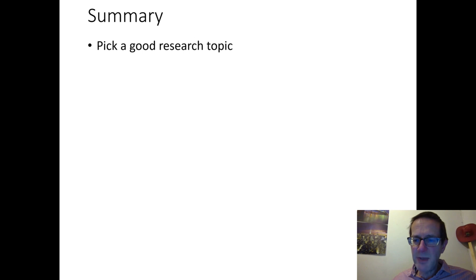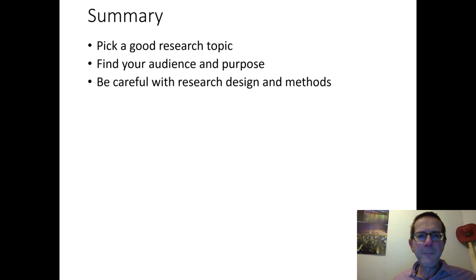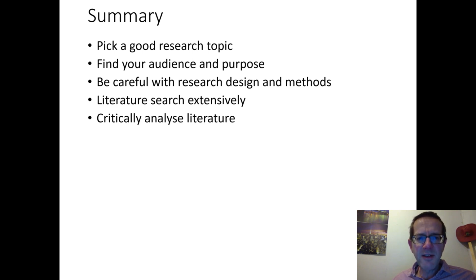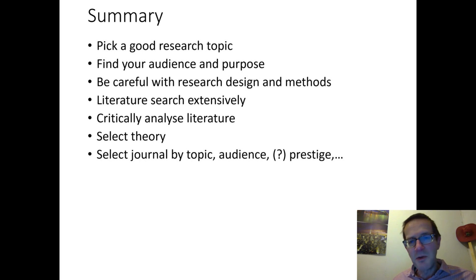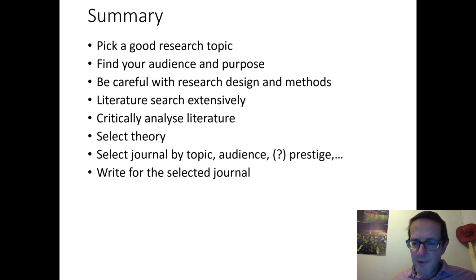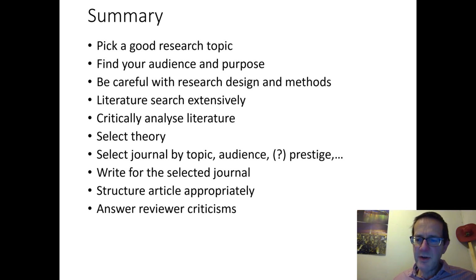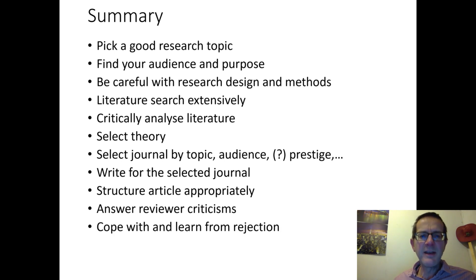So in summary, we've looked at picking a good topic, finding audience and purpose, being careful with the research design and methods, extensive literature search, critically analysing literature, selecting your theory carefully, selecting the journal by topic, audience, possibly prestige, and writing targeted for the selected journal. Don't write a general paper and then submit it to the journal. Write your paper targeted at that journal, structure your article appropriately, answer reviewer criticisms when you get them by changing the paper, cope with and learn from rejection, and then, if necessary, try alternatives to journals.